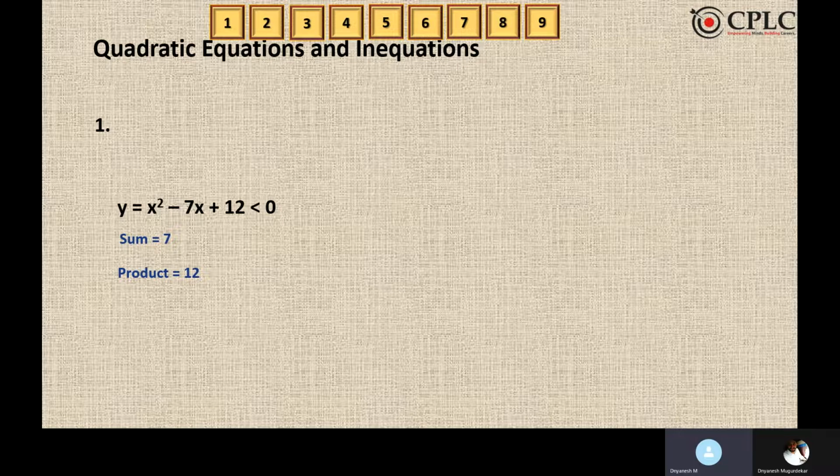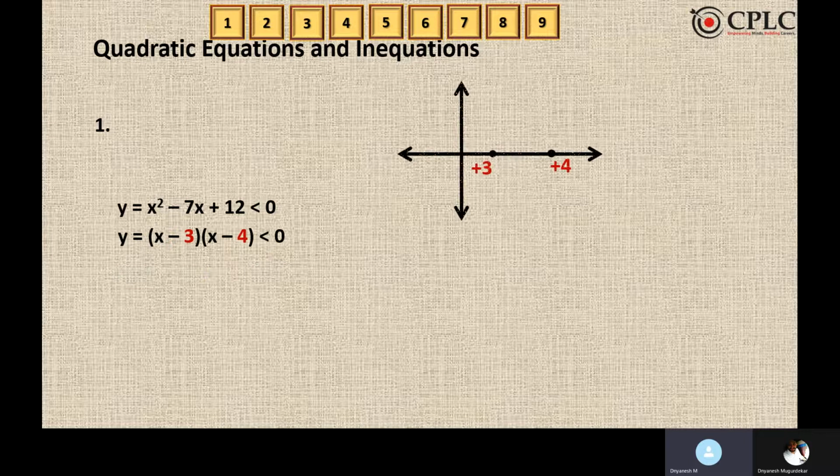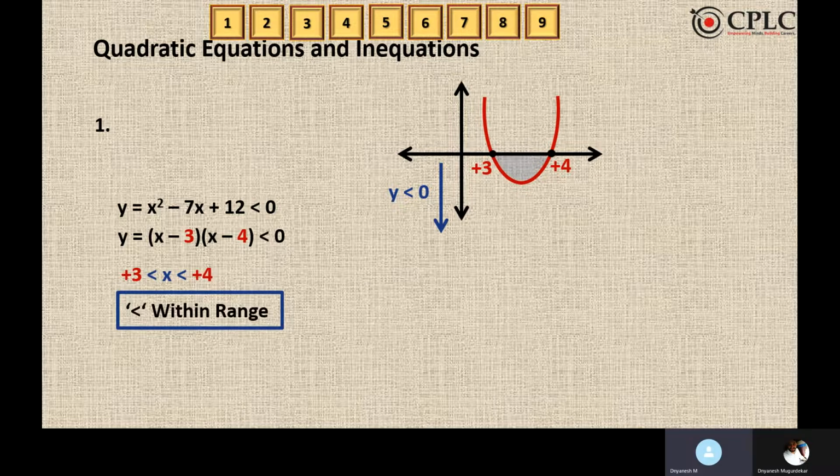The product of the two numbers is plus 12 and the sum is plus 7. So the two numbers which will satisfy this are 3 and 4, and those are your roots of the quadratic equation. And then, if you remember the idea, when the inequation sign is less than, you are supposed to stay within the range. So your graph will be a normal parabola, cutting the x-axis at the 2 points plus 3 and plus 4, because they are your roots after factorization, and the less than sign tells us that it will be within the range. So between 3 and 4 is the value of x that will satisfy this inequation. So option 2 for the first question.